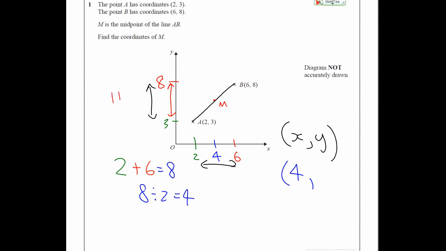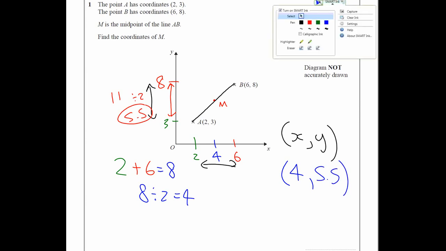3 plus 8 is 11. You've got your calculator, half of 11 is 5.5. You're basically finding the average of the two numbers. Okay, that's the middle of them. So that's the answer to the first question.